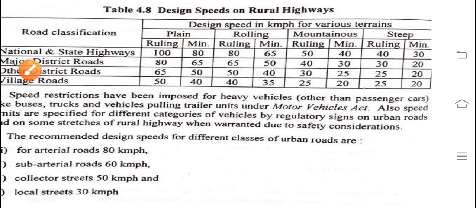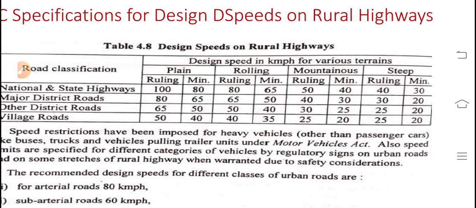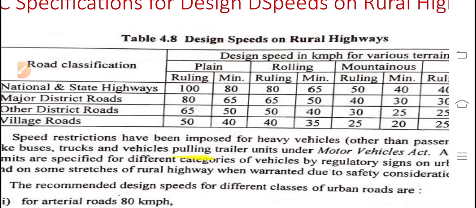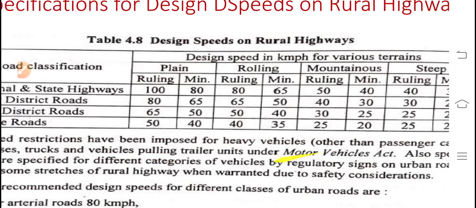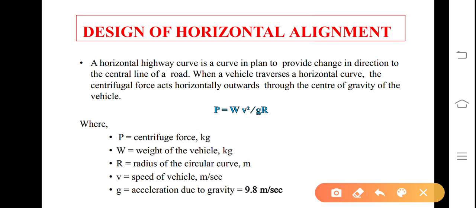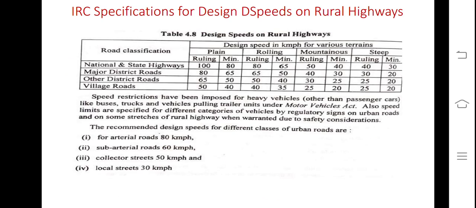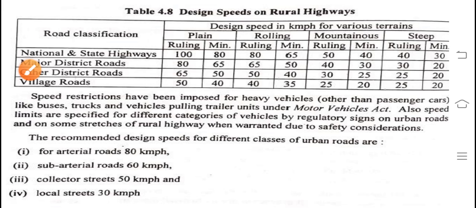Next, IRC specifications, before we go to the horizontal alignment, for design speeds on rural highways. Depending upon the different terrain, plain terrain, rolling terrain, mountainous terrain and steep terrain, and the classification of road, national highway, state highway, major district road, other district road and village roads, the maximum ruling and minimum speeds have been standardized.